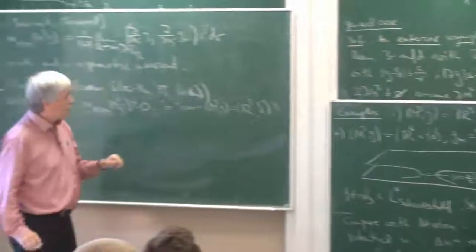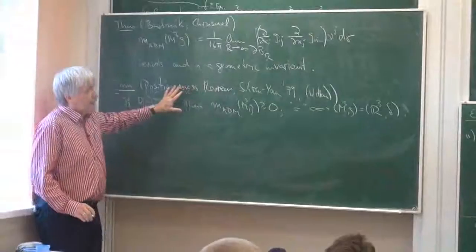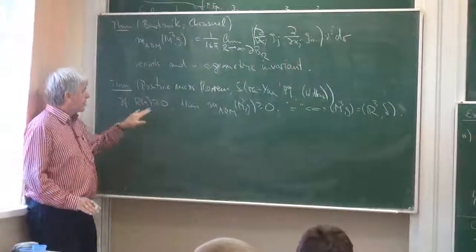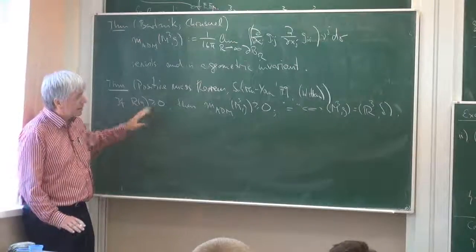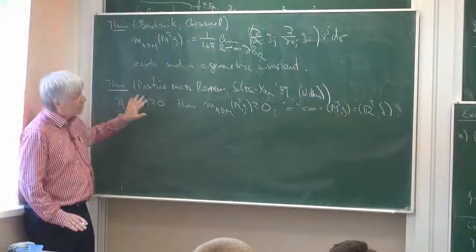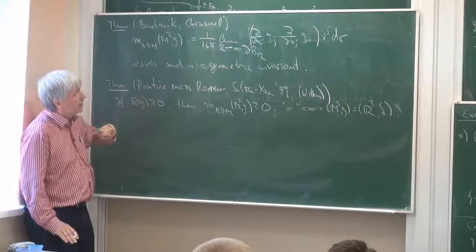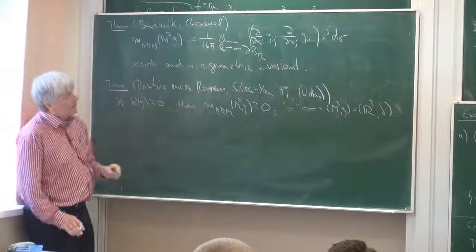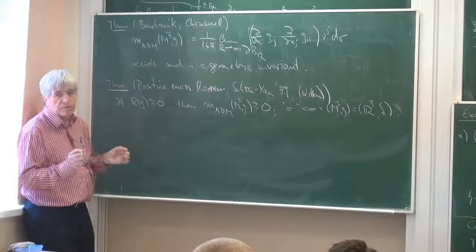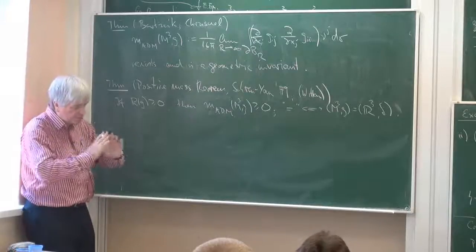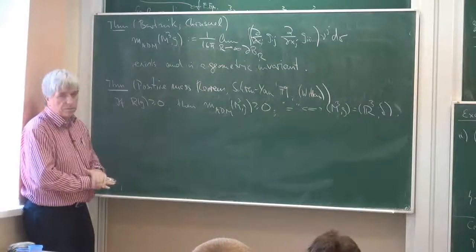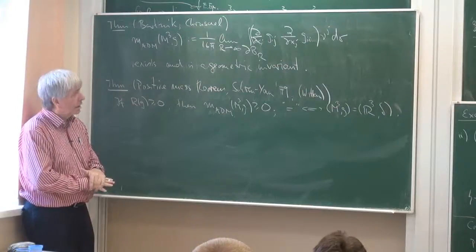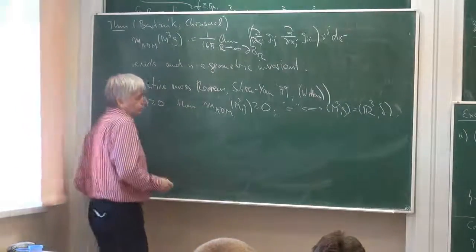So not only does it tell you that scalar curvature gives you rigidity like Gauss curvature in two dimensions, it tells you that the effect of non-negative scalar curvature has to show up in the 1 over R behavior of the metric. If the metric falls off faster than 1 over R, the mass has to be zero. So that was a powerful theorem.